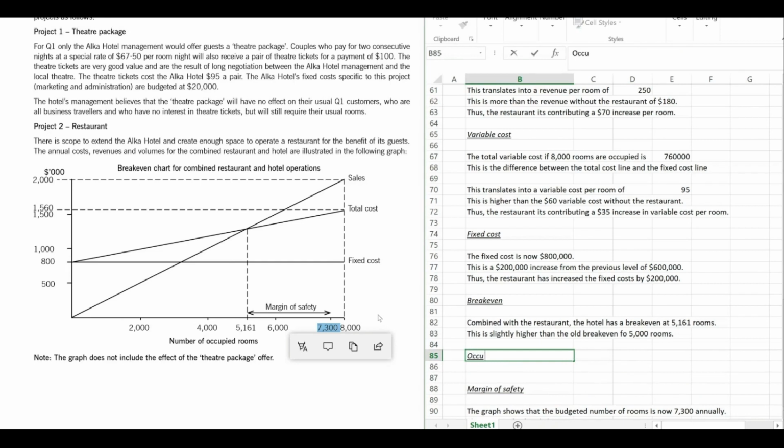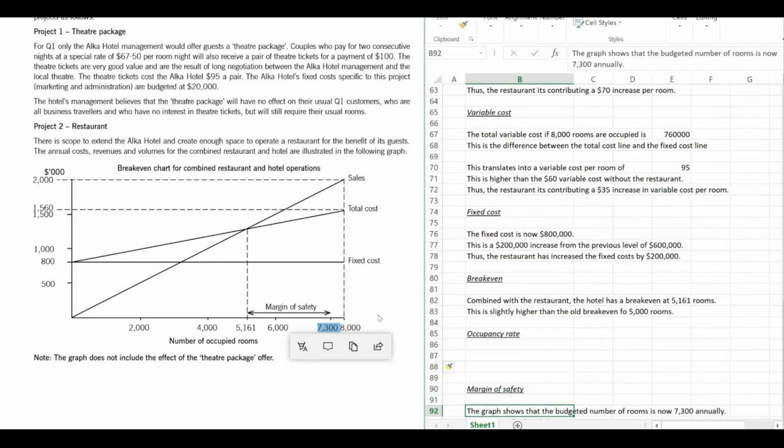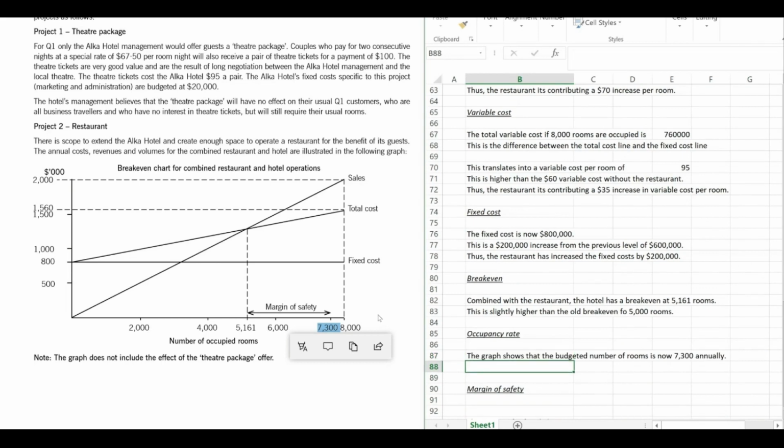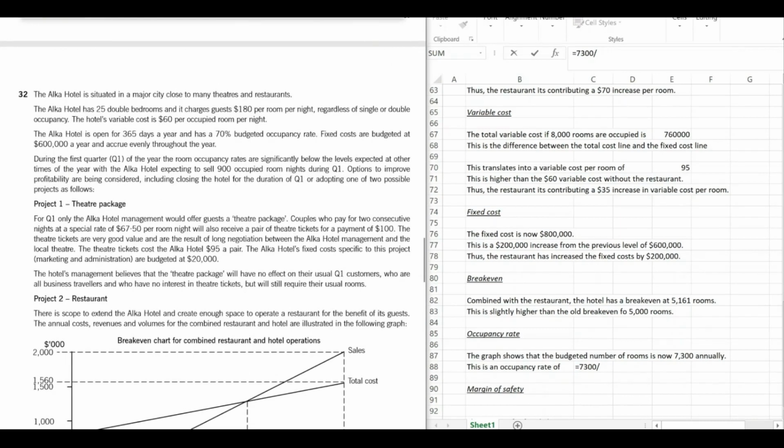We're going to do the calculation for occupancy rate. So we'll take this little birdie up here. Okay, this is an occupancy rate of how much? This is an occupancy rate of, so we have 7,300 rooms out of how many total possible rooms? Let's go back to the information on the top. We have 25 double rooms and 365 days a year. So over 25 over 365.